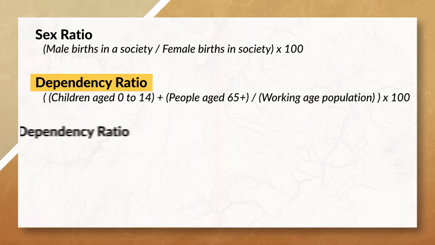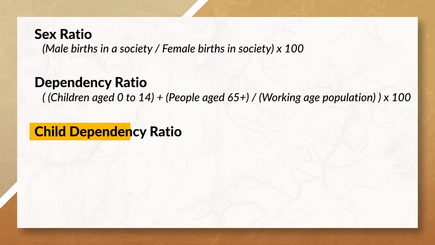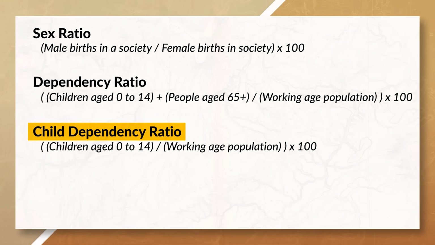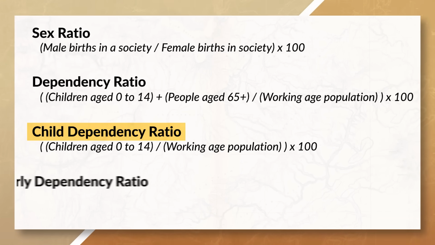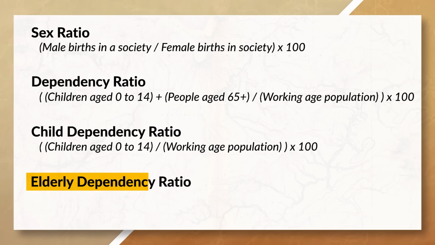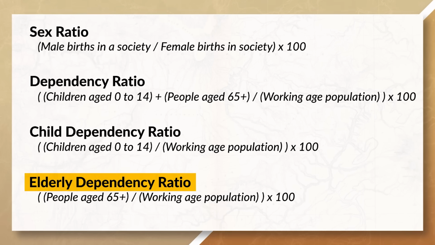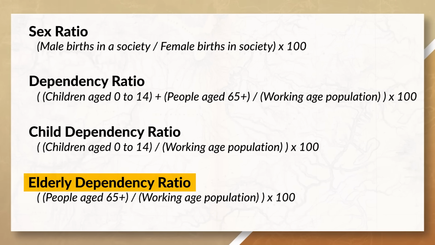Now, this ratio can also be broken down further into the child dependency ratio and elderly dependency ratio. The child dependency ratio takes the number of people between ages 0 to 14 and divides by the number of people from ages 15 to 64, then multiplies by 100. While the elderly dependency ratio takes the number of people 65 years and older and divides by the number of people between the ages of 15 to 64, then multiplies by 100.